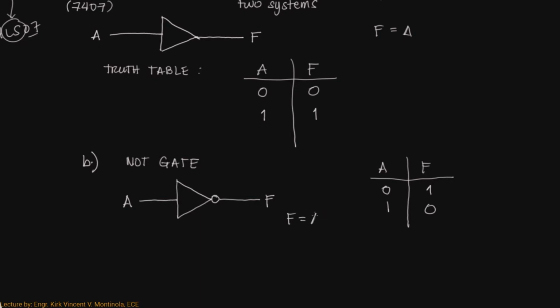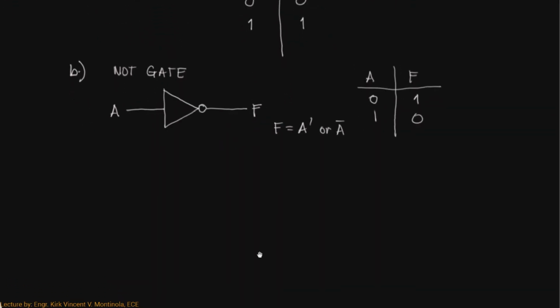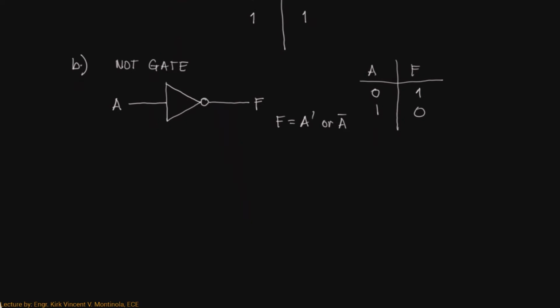Or complement. Okay, so we are talking about the prime, or you can also write it as this one. But I prefer to write the prime symbol for NOT gate. And then for the IC, the NOT gate is usually sold as 7432 in IC.